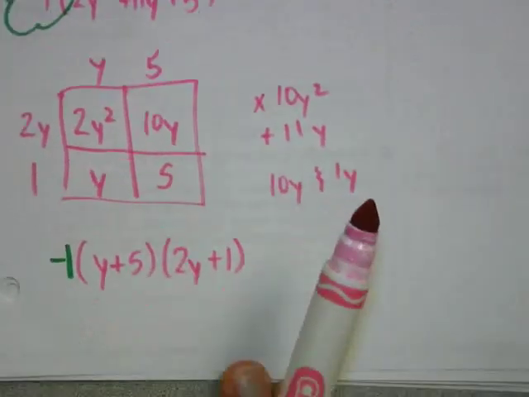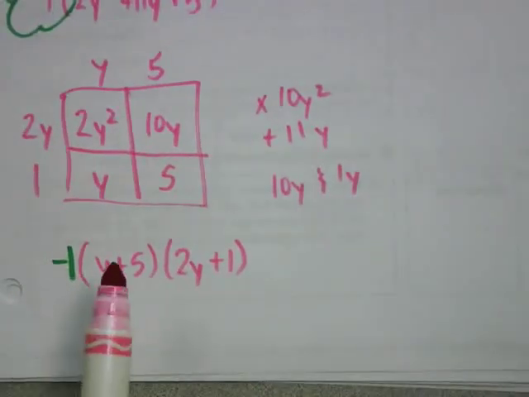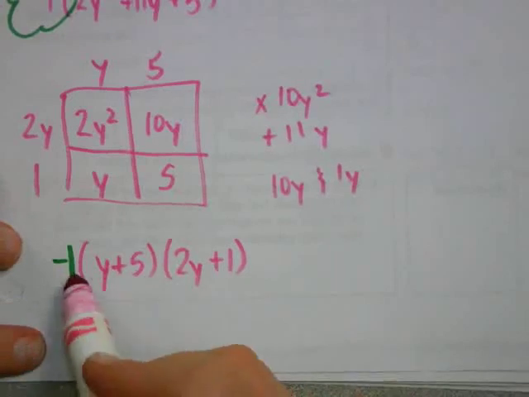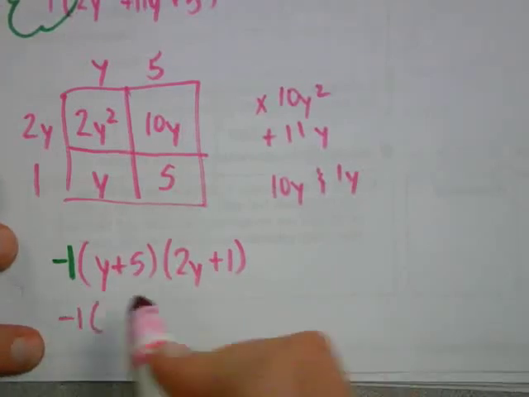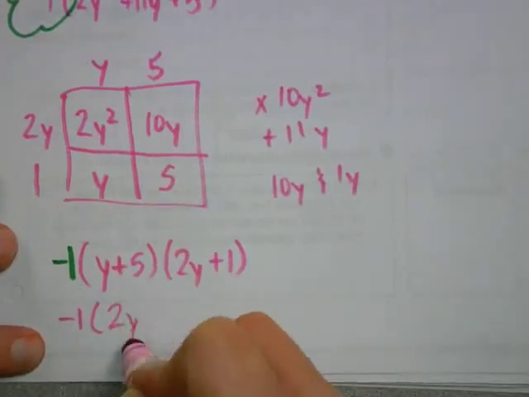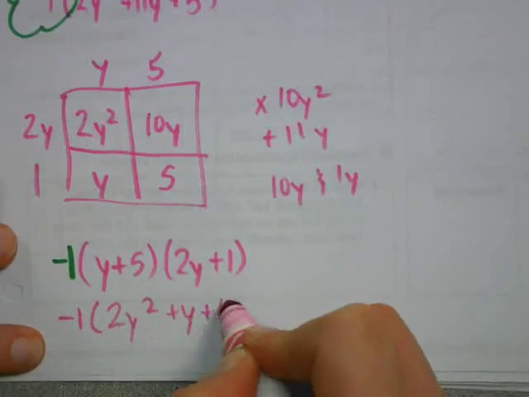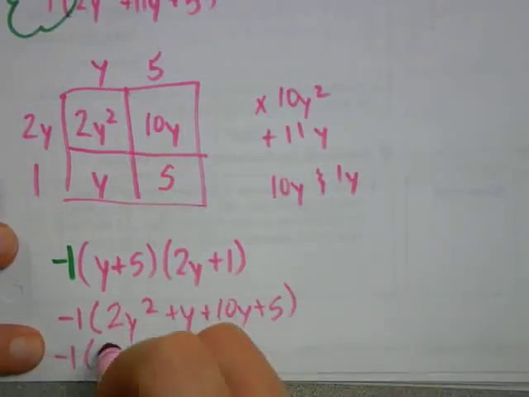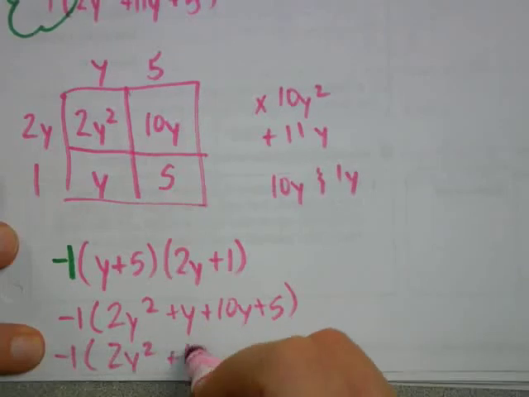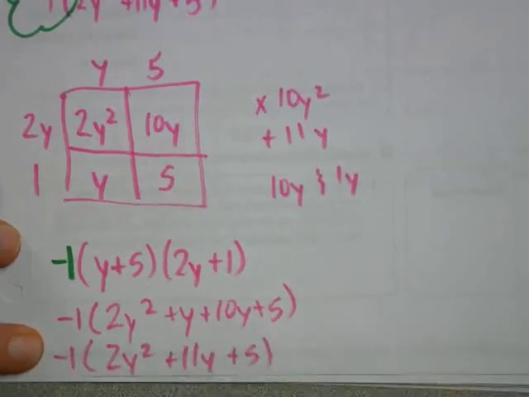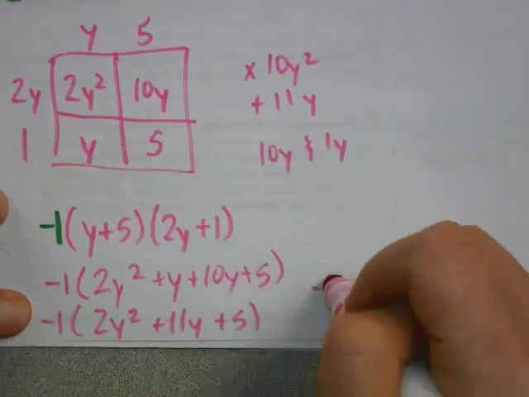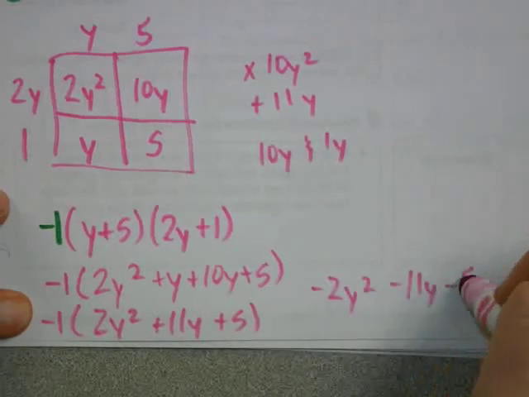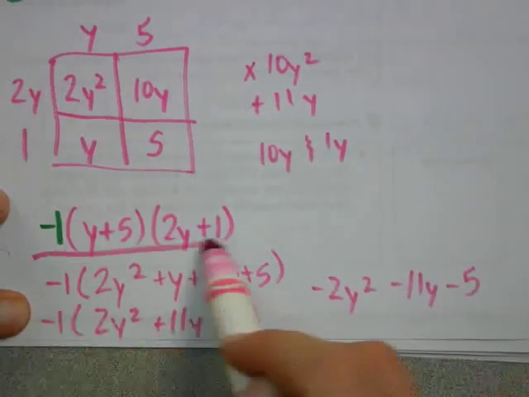Then I'm just going to show you the check to make sure you're doing it right. So I'm going to ignore this negative 1 on the outside for a moment, and I'm going to FOIL these to get 2y squared plus y plus 10y plus 5. Negative 1 still out there. Combine my like terms, and then distribute your negative 1 through. So it's negative 2y squared minus 11y minus 5, which was my original problem. So I'm going to box in my completely factored forms.